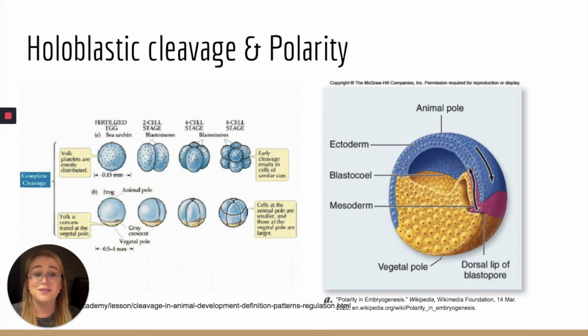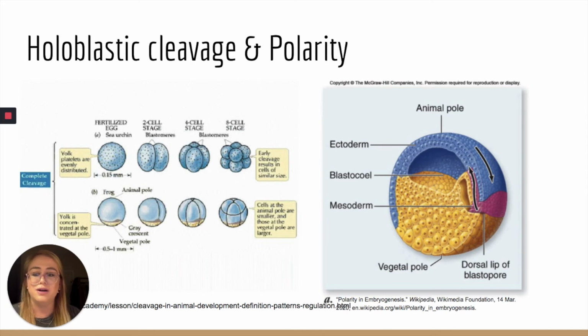Now that we've distinguished the different poles, it's important to note on the left-hand side that typically organisms undergoing holoblastic cleavage do not have this polarity. So humans don't have this polarity, sea urchins don't have it. So if you look at the top, that's where the sea urchin cleavage is going. So as you can see, it's undergoing holoblastic cleavage, and there are cells that are divided evenly.